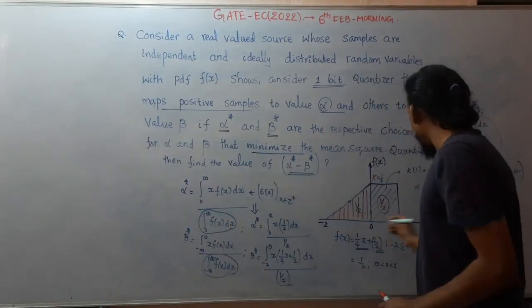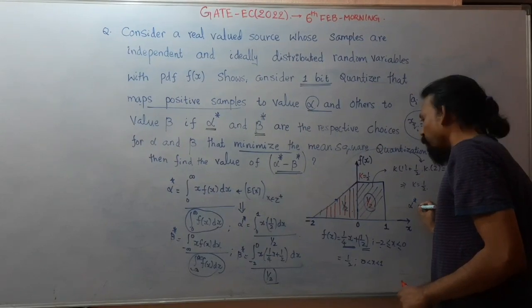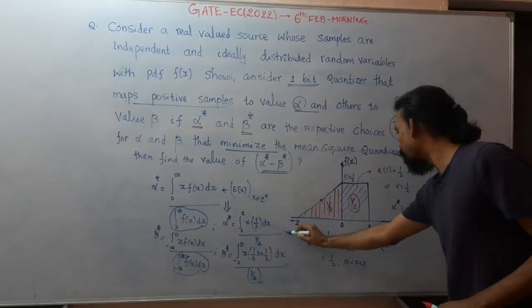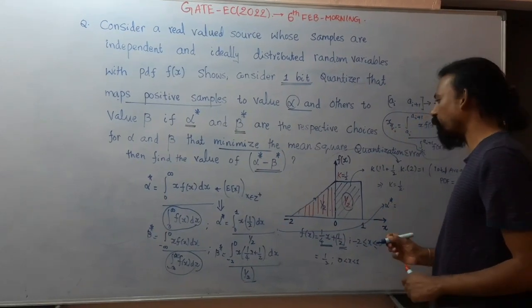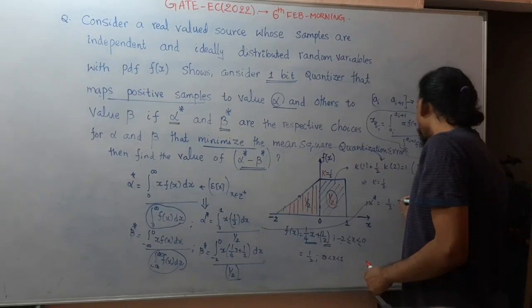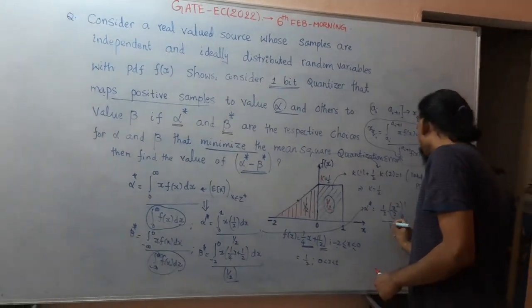It is very simple. Okay, my dear friend. For alpha star, I am writing the equation here, since I don't have the space. Alpha star equals 1 by 2 into the integration of x square by 2, where the limits are 0 to 1, by 1 by 2.